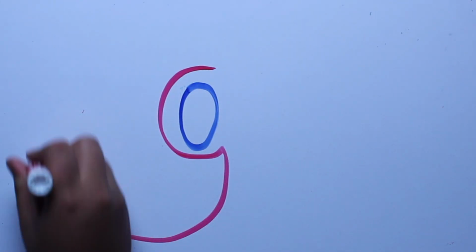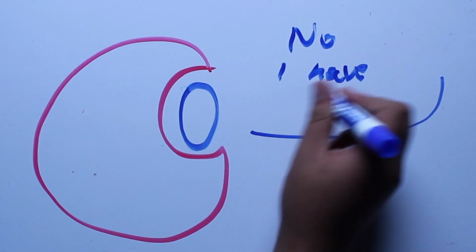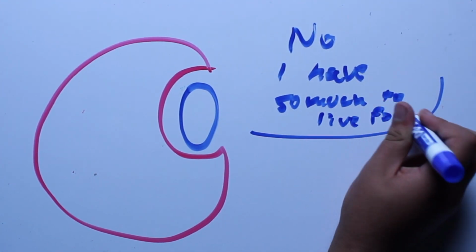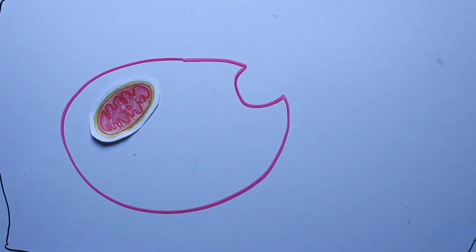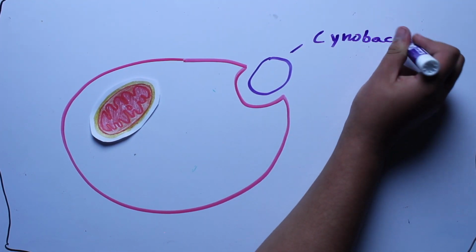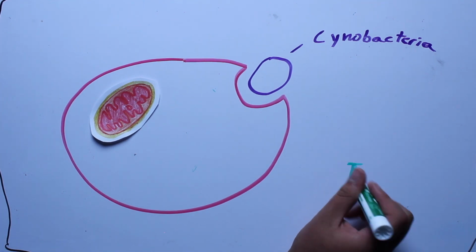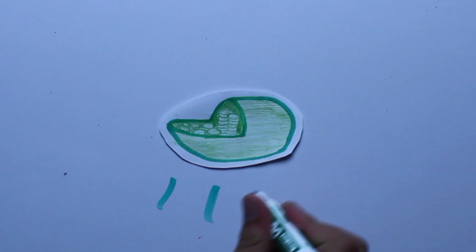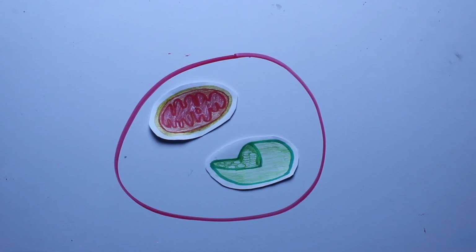Endosymbiotic theory 1 occurred when a eukaryotic cell engulfed and absorbed another prokaryotic cell. This resulted in the eating of mitochondria by a bigger cell. Endosymbiotic theory 2 occurred when a eukaryotic cell engulfed and absorbed cyanobacteria, such as a smaller cell that undergoes photosynthesis. The endosymbiotic theory 2 resulted in the engulfing of a chloroplast by a bigger cell.